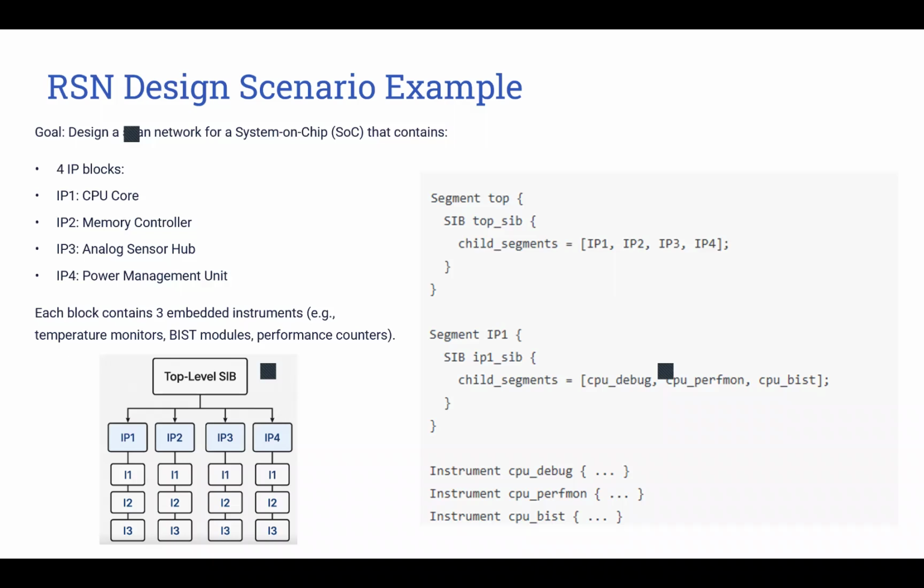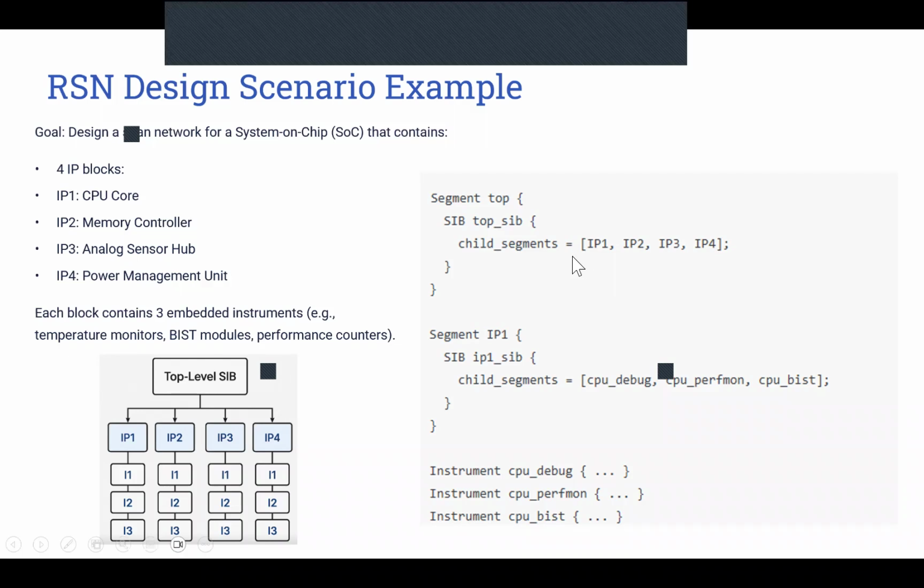Now, let's say you wanted to read the CPU performance inside IP1. The PDL tells the tool to set the top level SIB to enable IP1, and then set the IP1 SIB to enable the CPU performance monitor, and then send the scan command to read the value. Basically, this sequence gives you targeted access, minimal scan time, power saving, and a modular design that can be reused in different chips and different scenarios.